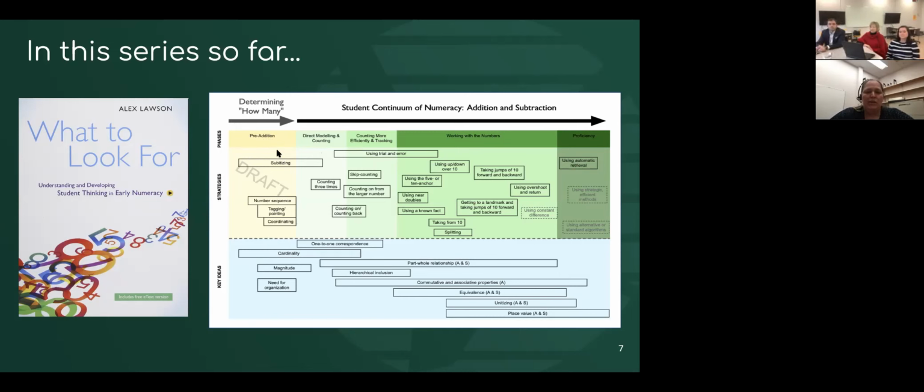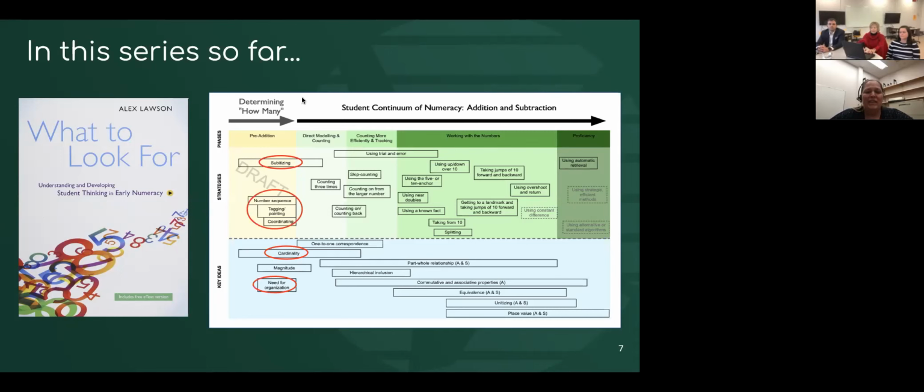And so we've looked at subitizing in our first webinar in this series. Then we looked at the 3 parts of counting that are required for accurate counting. And we also looked at a couple of the key ideas down here in the blue that support students to understand how many. So we've got cardinality, which is one of our key principles that students need to develop, and then the need for organizing and keeping track. So that's what we've looked at so far.